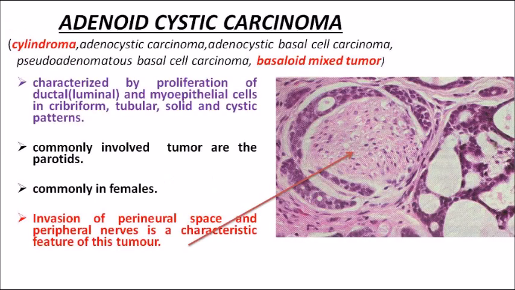Understood? Now, coming on to adenoid cystic carcinoma. Why is it important? Because adenoid cystic carcinoma can also be called cylindroma. Note down the terms.